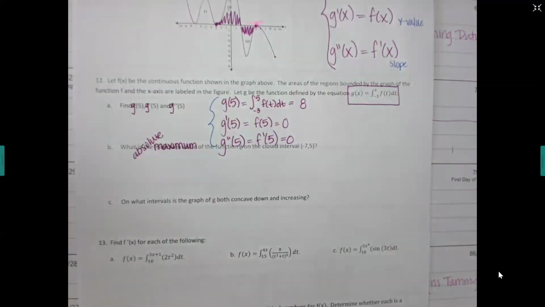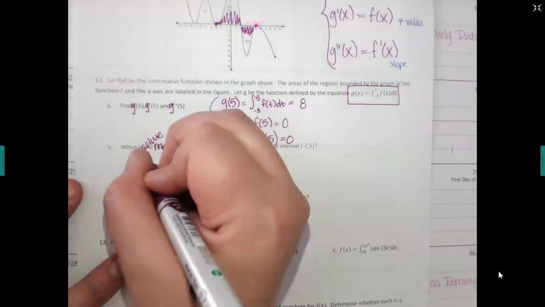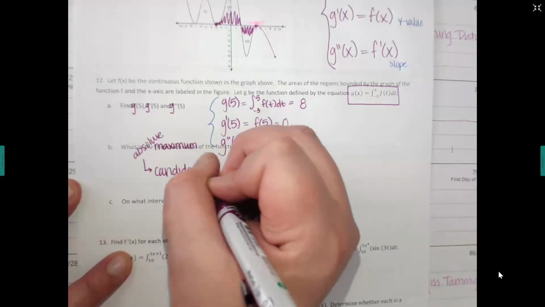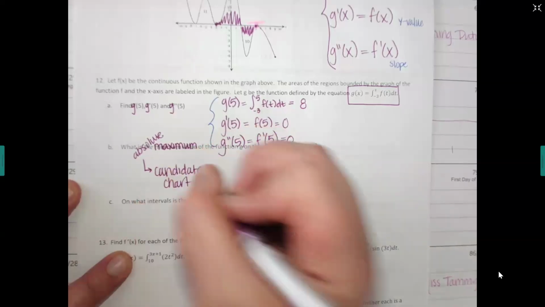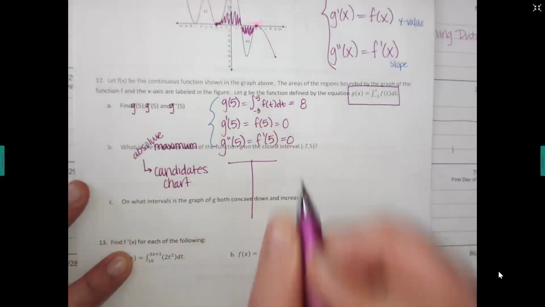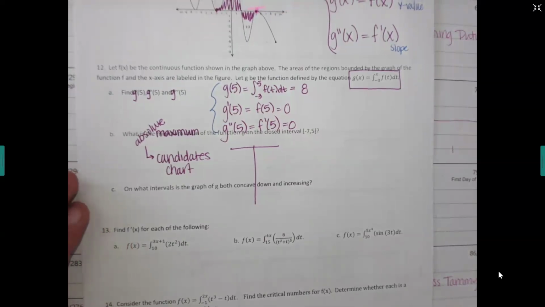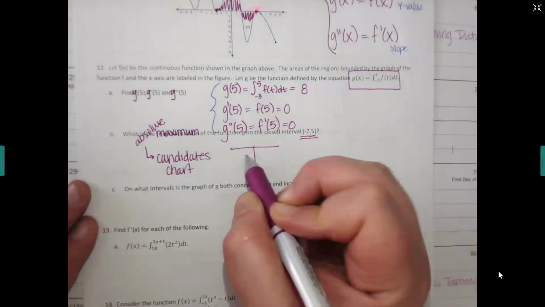Okay, so go ahead and write in there that if they don't say relative, they mean absolute. And for absolute maxes, you need to make what we call a candidates chart. So make yourself a little chart here. The things that go in the chart are the endpoints and the critical numbers. So let's start with the endpoints. We're only going from -7 to 5.